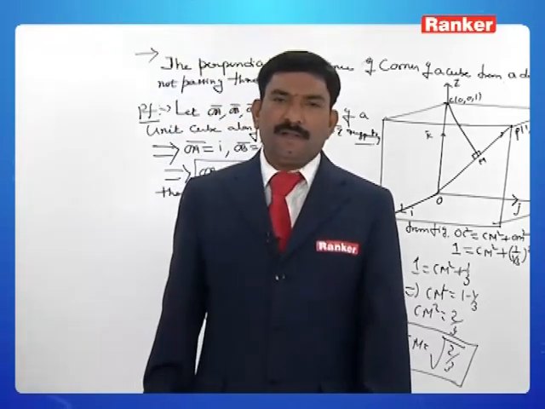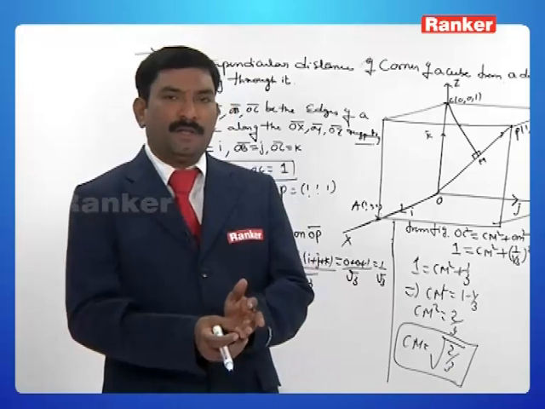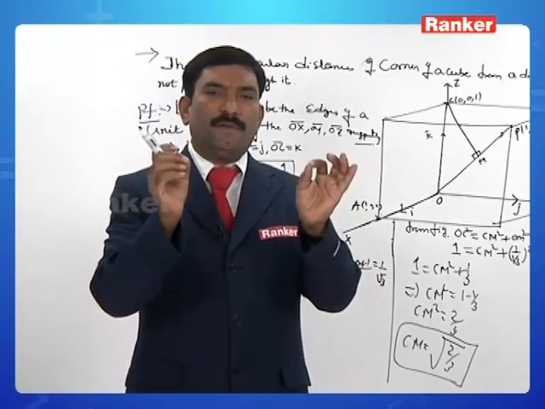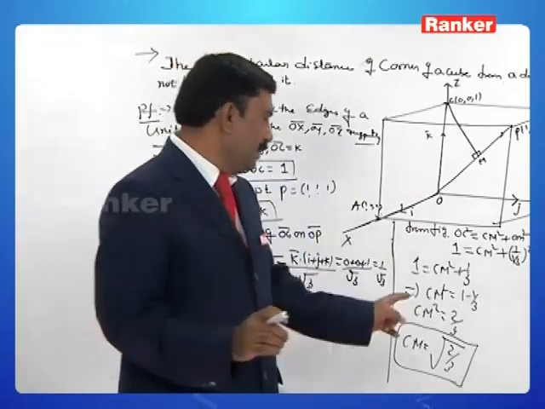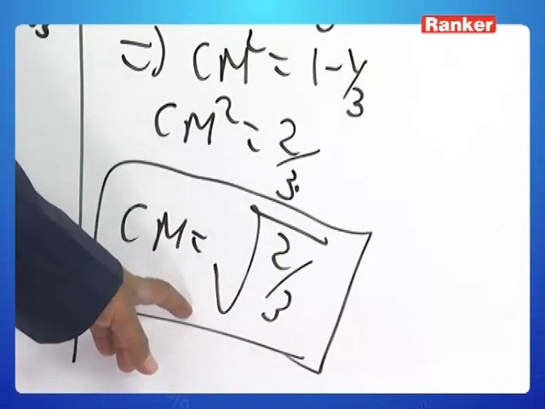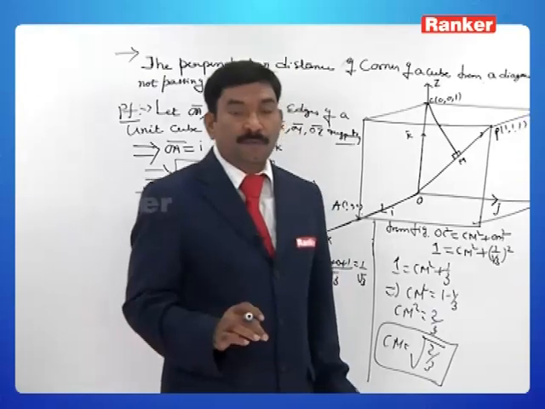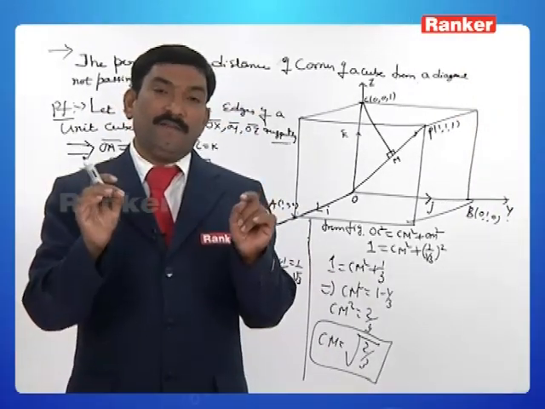Remember, it's a concept oriented application of dot product. The perpendicular distance of a corner of a cube from a diagonal which is not passing through it is what? Square root of 2 by 3. Yes, we come across now a few applications with variety.